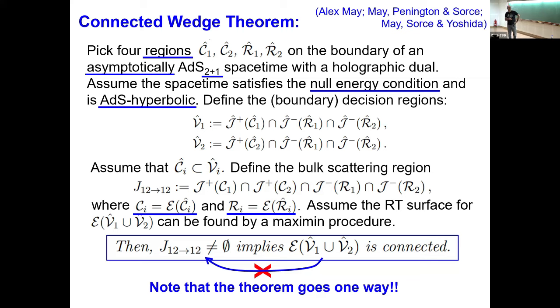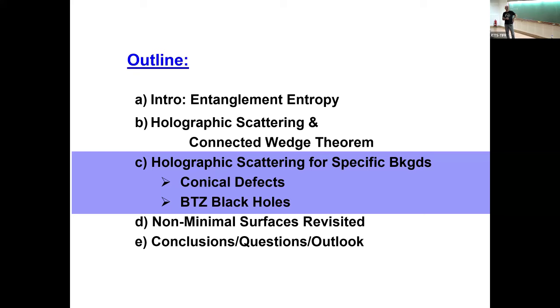And when there is a scattering region in the bulk, what their theorem shows is that the entanglement wedge of those two is in fact connected. But one of the things we note is that the theorem goes one way. If I have a scattering region, I have entanglement, but entanglement by itself here does not imply that there will be a scattering region. And so that's actually the part of the theorem that we're going to examine by looking at some simple examples more carefully.